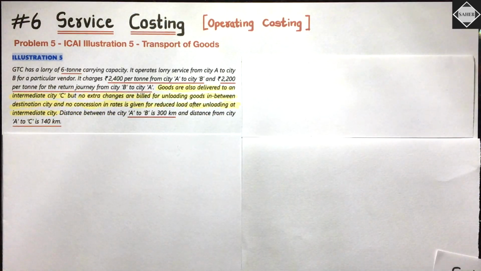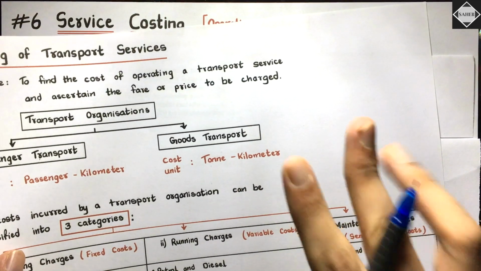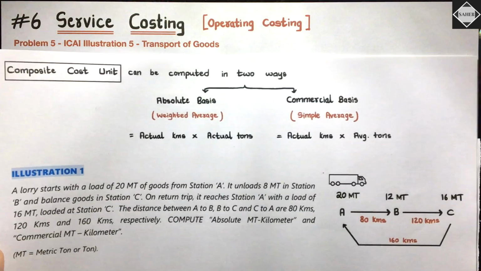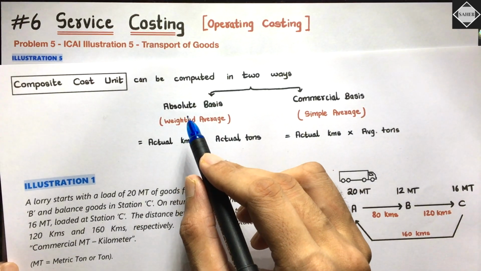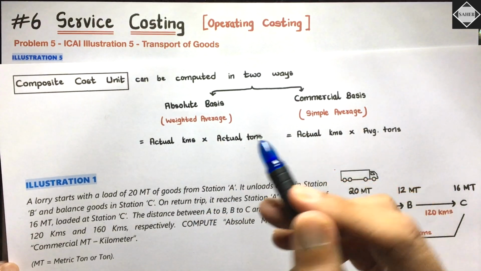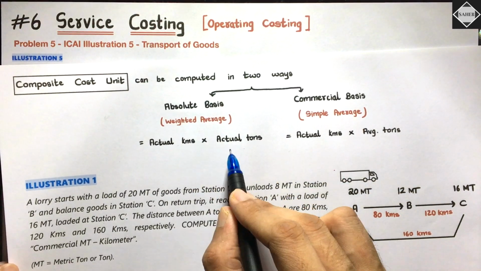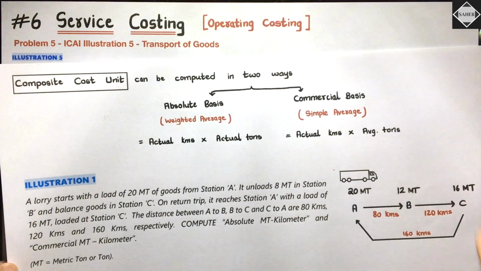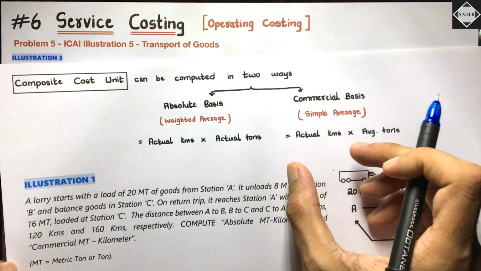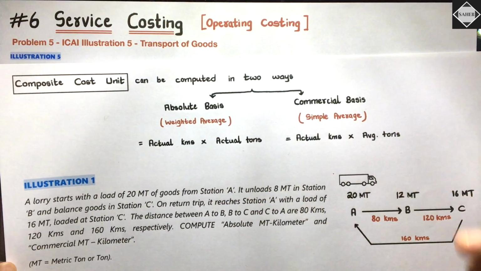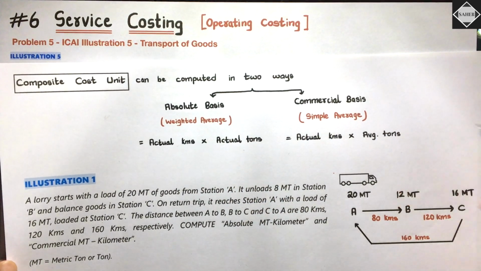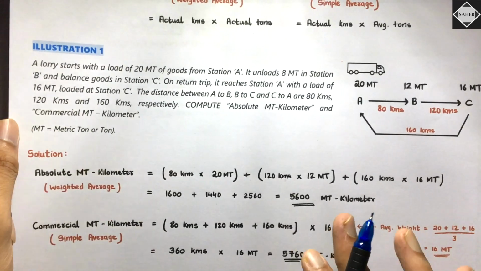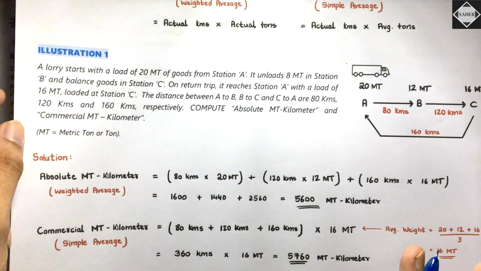You know that here we calculate the ton kilometer in two different ways. In the first video I told you, we have two ways to calculate this composite cost unit. It can be computed on an absolute basis, which can also be called weighted average, where we take actual kilometers into actual tons. And the other way is the commercial basis, which is also known as simple average. What do we do over here? We take actual kilometers only, but we take average weight. Based on this I did the first illustration as a practical example, showing you the logic of this calculation. I hope you have understood.